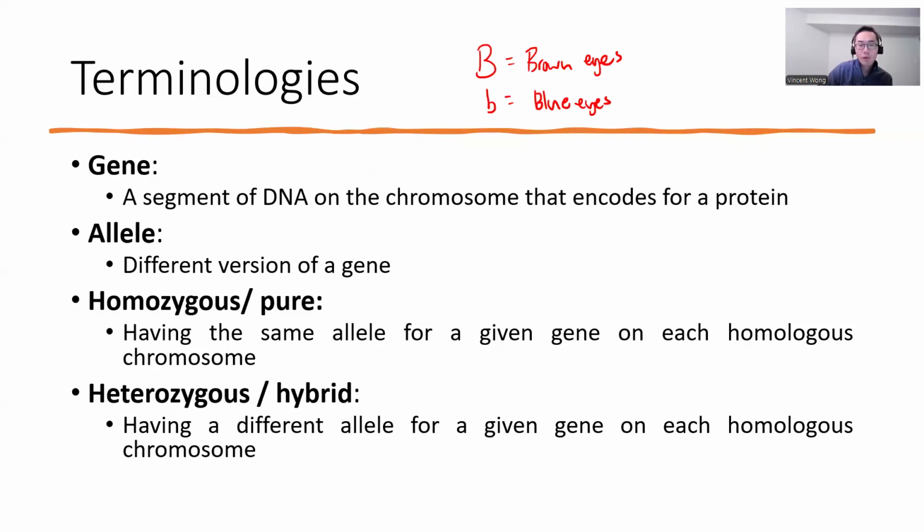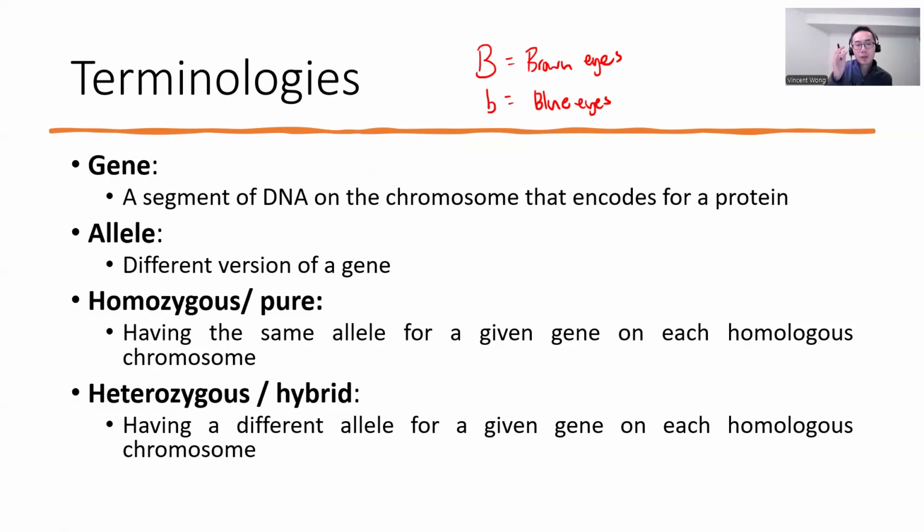You might have more than two alleles for a given gene. For blood type, for example, the ABO blood type, there are three alleles that exist that create different kinds of blood type. Now, when we describe a gene a person has, we look at both of their chromosomes.